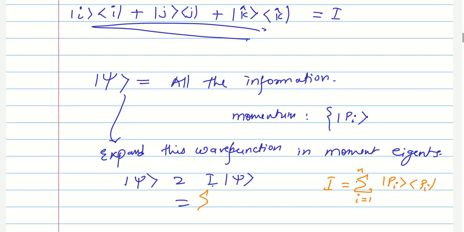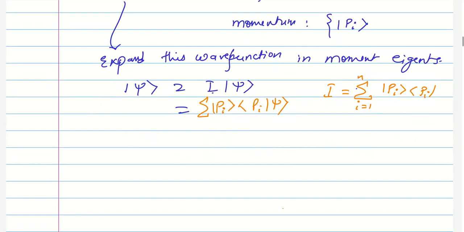So when you operate here, what you get? So you get this thing. So this will be some number. So let's suppose this number is ci and then pi. So you see, you have represented this wave function in momentum basis. So you can represent any wave function in any of the basis.